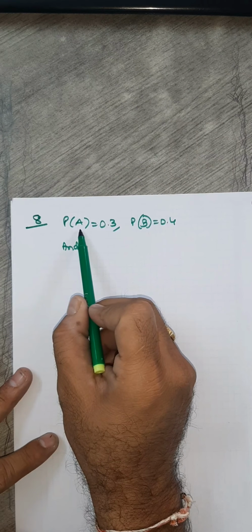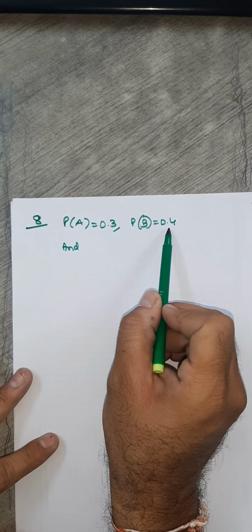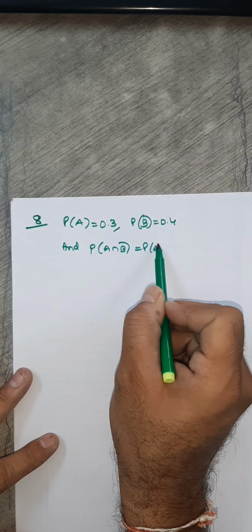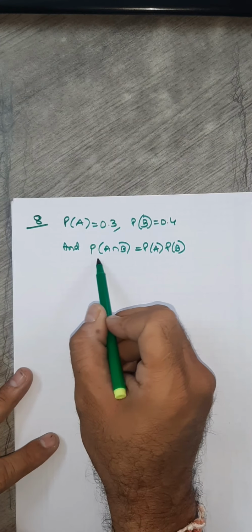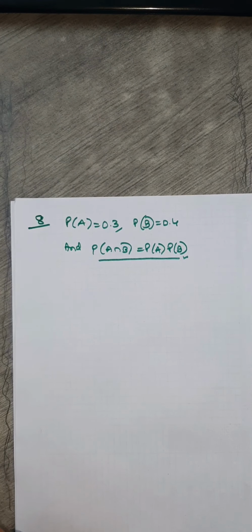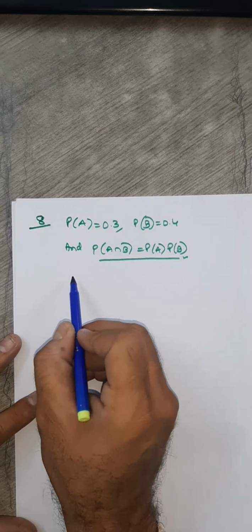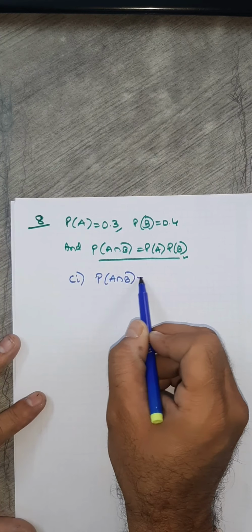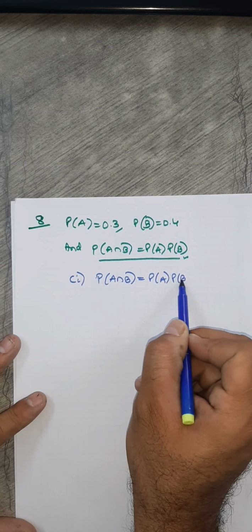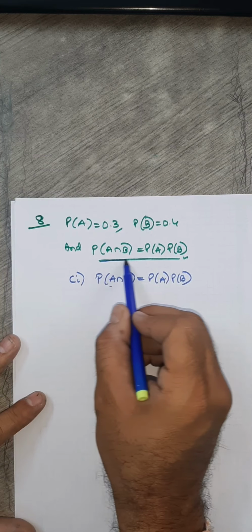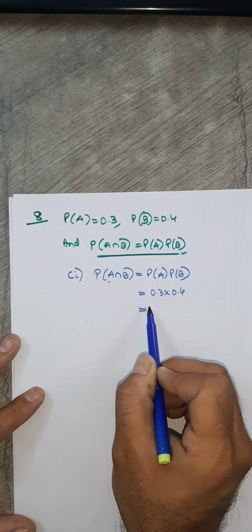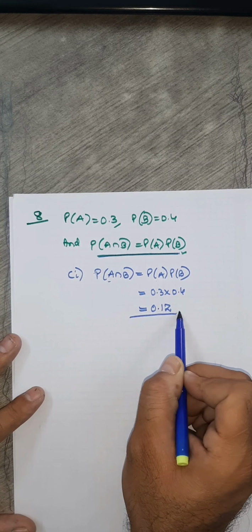Eighth question, which is a very basic question. P of A is 0.3, P of B is 0.4, and events are independent. So intersection becomes product. This is given to you in the question itself. Whenever you have intersection, replace it by multiplication. So we use this. What is the first question? P of A intersection B equals P of A into P of B. Why could we write this? Because it is given in the question itself that events are independent. So 0.3 into 0.4, we have 0.12.